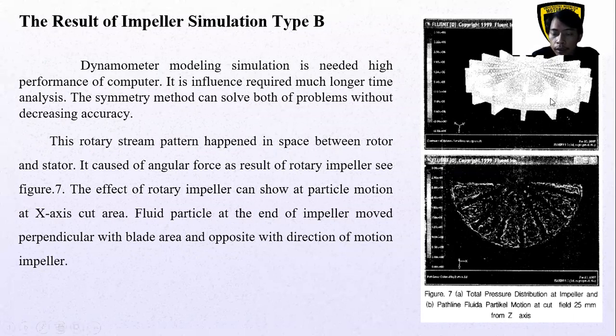And this is a picture of total pressure. A is the total pressure distribution at the impeller, and B is the fluid particle motion at a cut field 25 millimeter from the z-axis, like this. And this is Fluent software in CFD Autodesk.